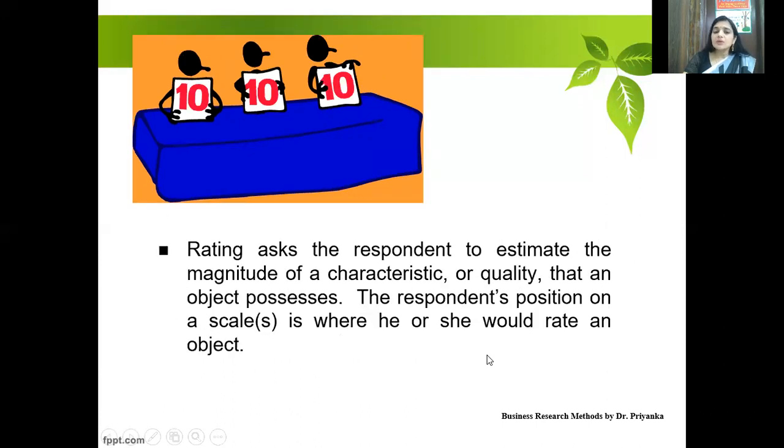Then rating. Rating asks the respondent to estimate the magnitude of a characteristic or quality that an object possesses. For example, you might ask a person to rate something or somebody on the scale of 10, or on the scale of 20, or on the scale of 100, and the marks you are getting is actually the magnitude of that particular characteristic with you. The respondent's position on a scale is where he or she would rate an object.